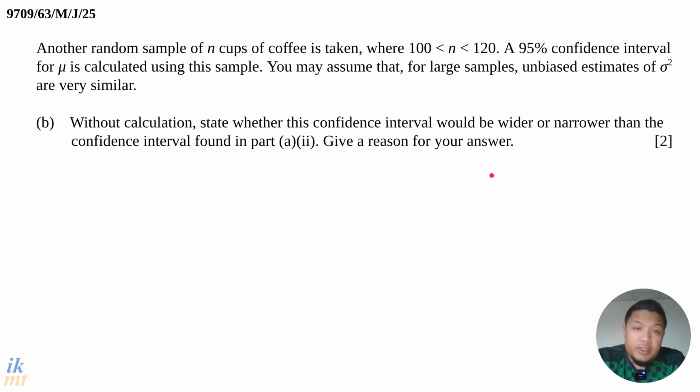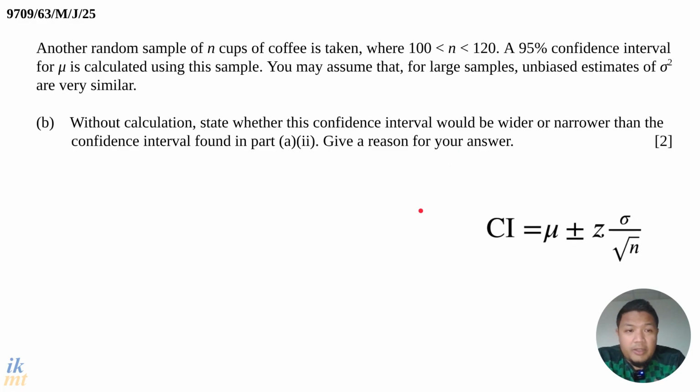This is 2 marks. So the 2 marks are for saying whether the new confidence interval will be wider or narrower, of course the answer, and also for the reason. So I'm going to give a long-winded reason, I guess, and then I will end with the answer, wider or narrower. Okay, let's just go on.